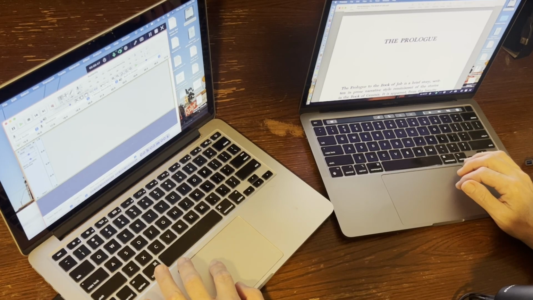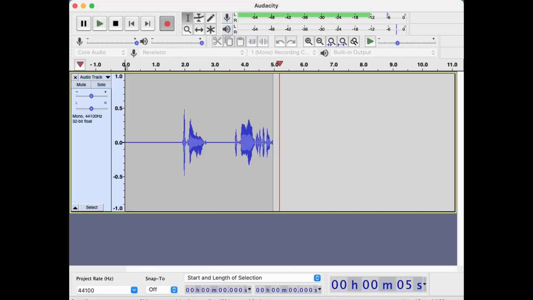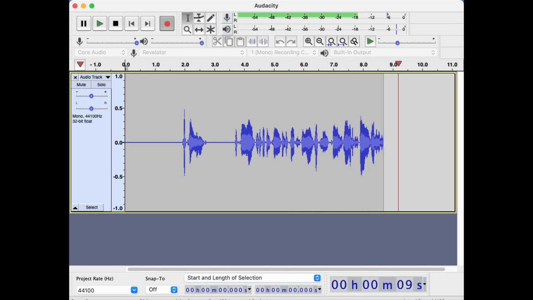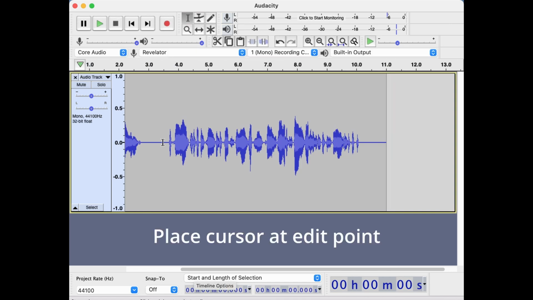All right, here we go. The prologue. The prologue to the Book of Job is a brief story written in prose narrative style reminiscent of the stories of the Book of... So we're going to start here.